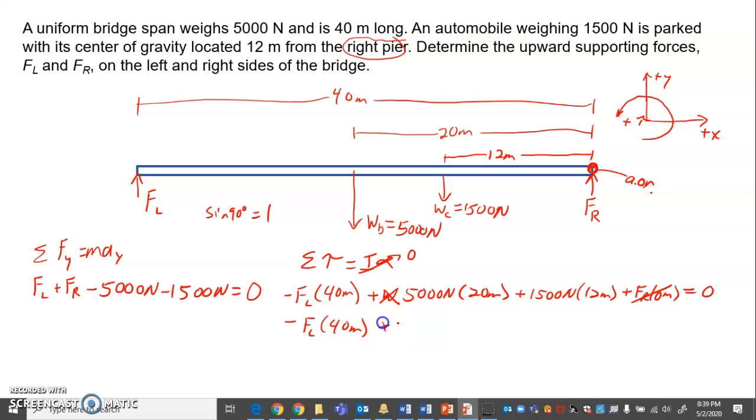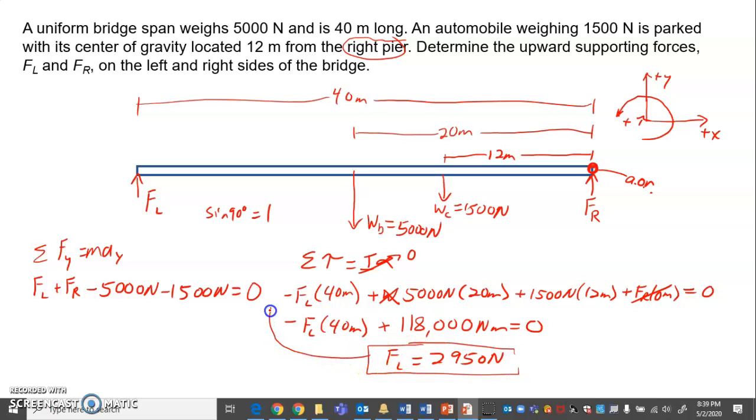And that gives us a value of 118,000 newton meters. And then we solve for FL, and we get 2,950 newtons. We can then take that value, and that is one of our answers. We can take that value and we can substitute it in right there. So then we can solve for FR, and we get a value of 3,550 newtons.